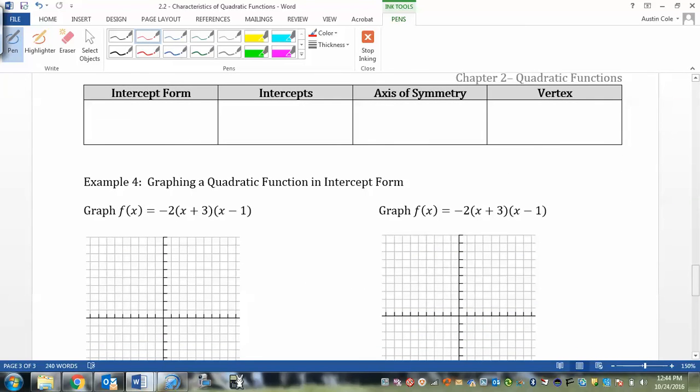Okay, now our last form. We've got vertex form. That was our first form of a quadratic. Then we added standard form, and now this last one's called intercept form. Okay, our intercept form is like this: a times (x minus p) times (x minus q).